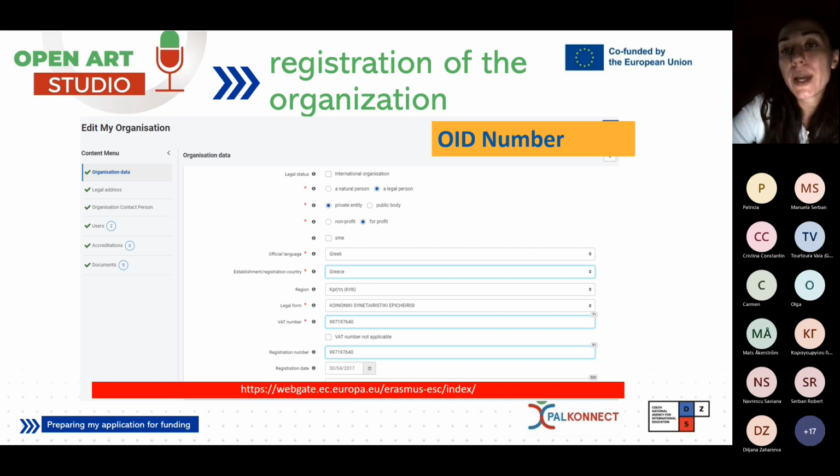Also here you need to upload different kinds of documents like statute, financial identification forms, in order for your national agencies to be able to validate you and to participate in the Erasmus Plus projects.